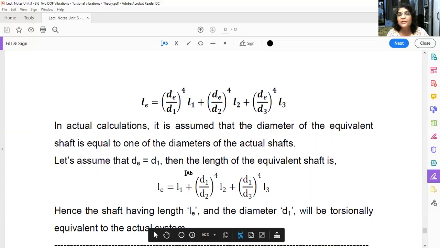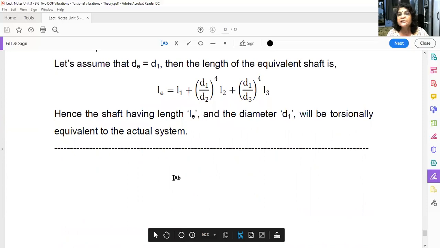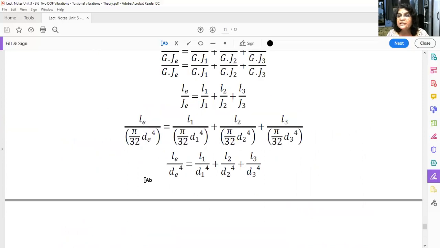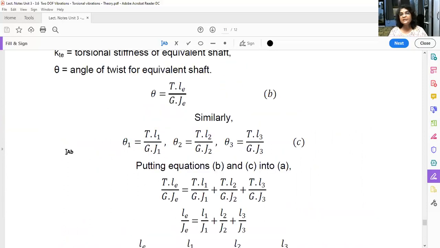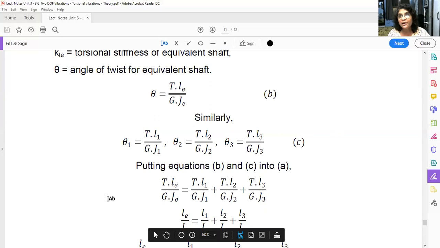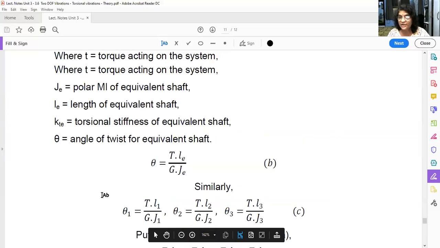So this is the system which is known as a torsionally equivalent system. You will need this formula to solve problems on torsionally equivalent shafts, or to determine the two natural frequencies of the two rotor system, and the two mode shapes of the two rotor system.